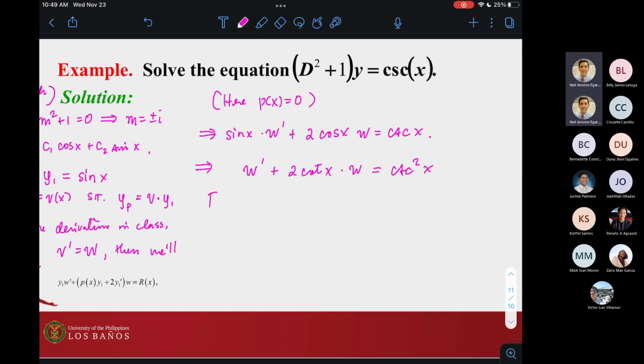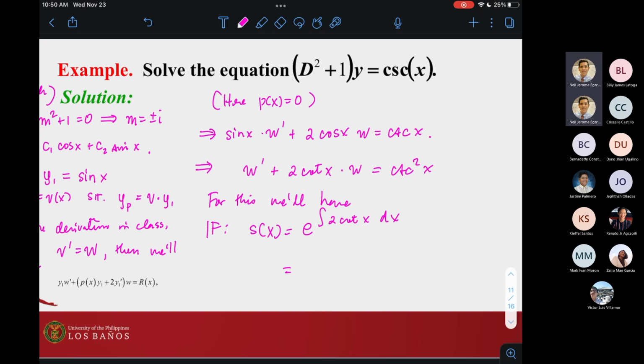So, for this, we'll have the following integrating factor. S of x equals e to the integral kung ano man yung coefficient ni w. So 2 cotangent x dx. Tapos ito na, ano nga bang integral ng cotangent x?